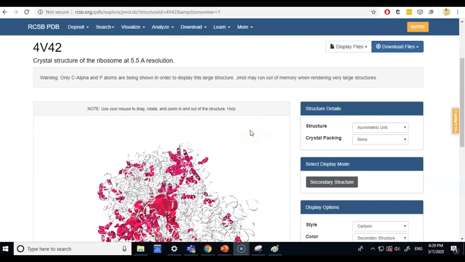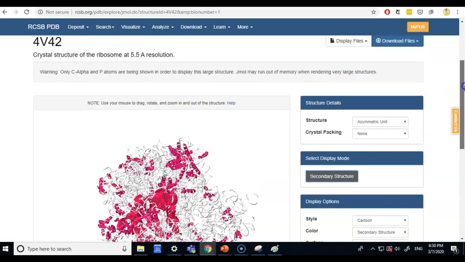Okay, I have clicked on the link and this is the website that you find by clicking over the link. 4V42, that's the name of the structure that you have asked for. The name of the website is RCSB PDB. PDB is protein database. It's a very famous abbreviation. So anywhere you see PDB, it means protein database, and you will find the 3D structures.